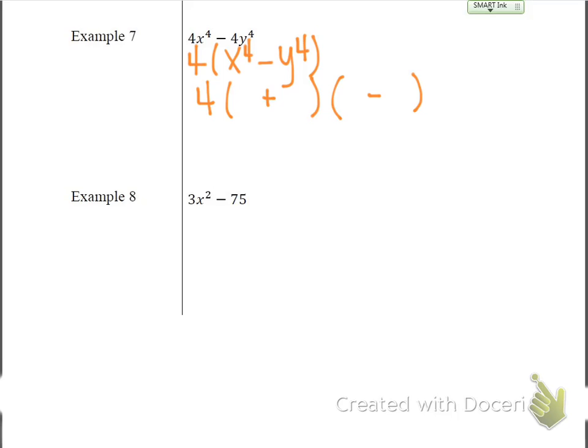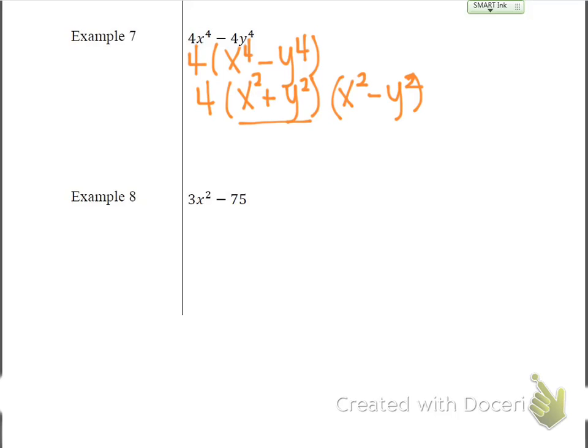Okay, guys, what is the square root of x to the 4th? X squared. So put x squared there. What is the square root of y to the 4th? Y squared. I say we're not done. Why? There's still another difference of squares. Is x squared minus y squared a difference of two squares? How many say yes? How many say no?